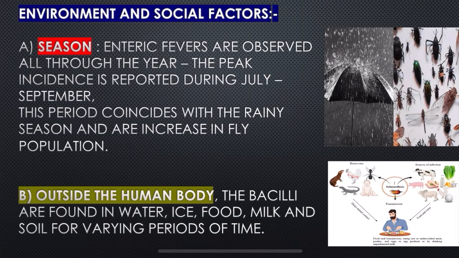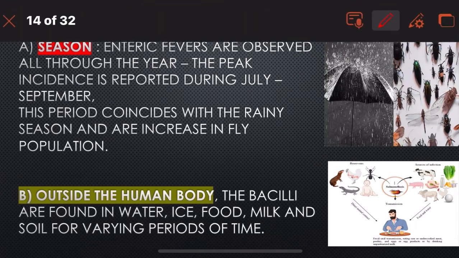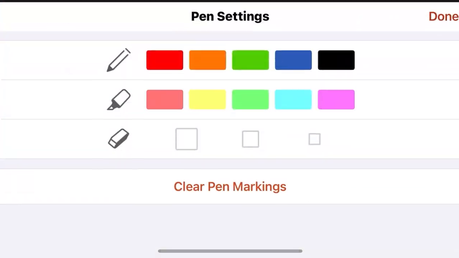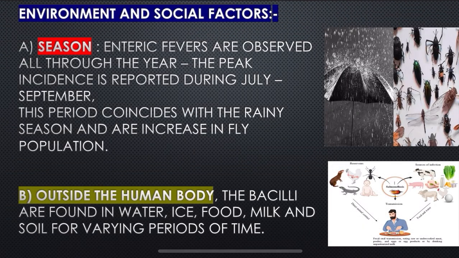Then come the environmental and social factors. Season: enteric fevers are observed all throughout the year. We see that it can affect all age groups; they are susceptible at all ages. Similarly, season wise, it is observed in all seasons of the year. But the peak incidence is reported from July to September. The peak incidence is attributed to the rainy season and an increase in the fly population.